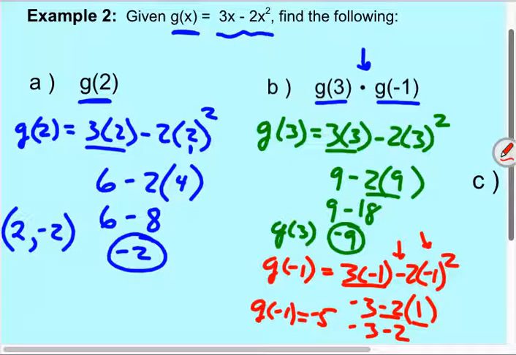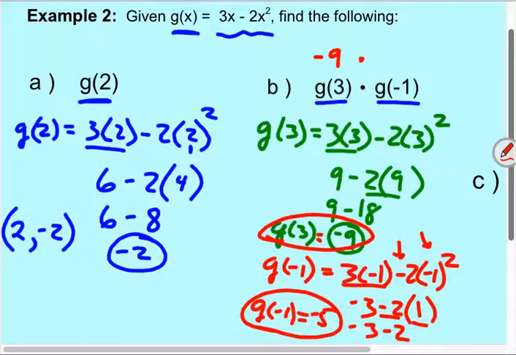So what do I do up here? Okay, here's what I do. I know g of 3 equals negative 9 times, I know g of negative 1 equals negative 5. Then I multiply the two. Negative 9 times negative 5, once I get my two answers, I'm going to get positive 45 for that. So that is done.